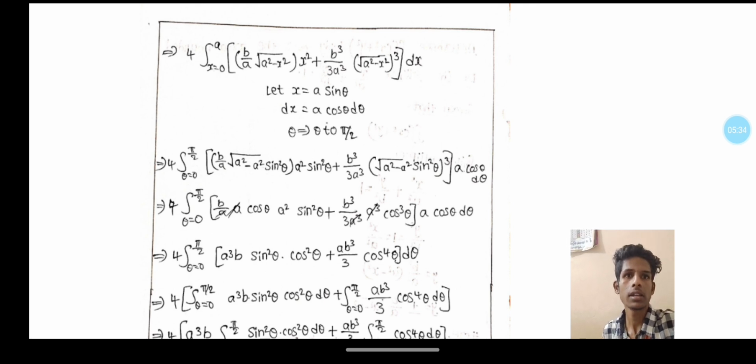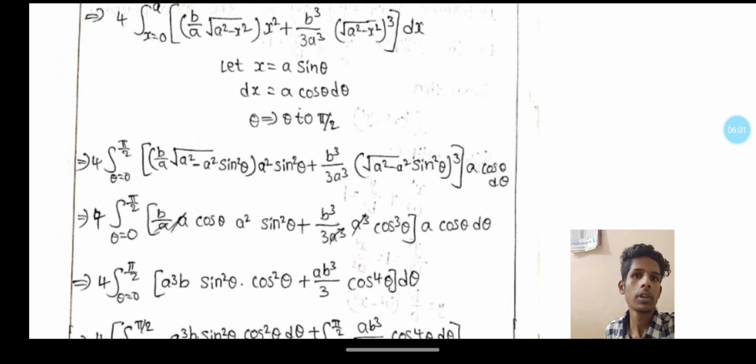Let us consider x is equal to a sin theta, dx is equal to a cos theta d theta, theta from 0 to pi by 2. Now we will consider those formulas. 4 into integration of theta from 0 to pi by 2, b by a square root of a square minus a square sin square theta, plus b cube by 3a square into square root of a square minus a square sin square theta whole cube into a cos theta d theta.